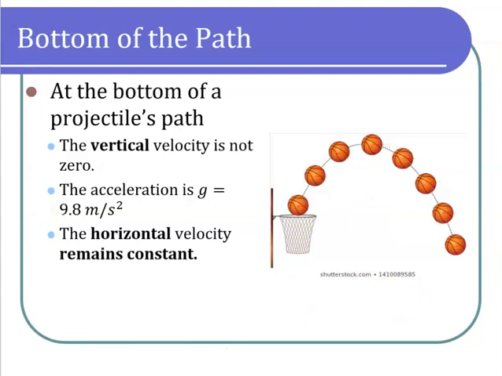If instead of looking at the top, we look at the bottom of a projectile's path, down here, the vertical velocity is no longer 0. It's going to be some bigger number. It's going to start at 0, and it's going to get bigger. The velocity is going to increase as it falls. But the acceleration is always going to be the same, 9.8, doesn't matter where it is. And the horizontal velocity is still going to be constant at every single location.